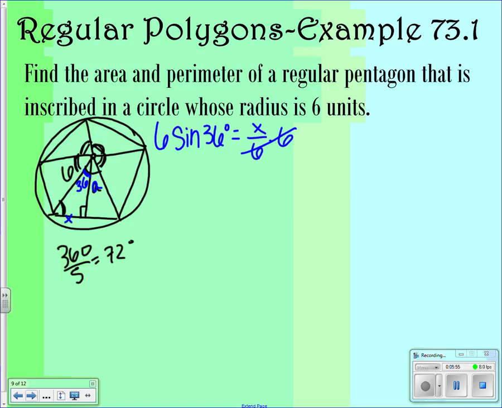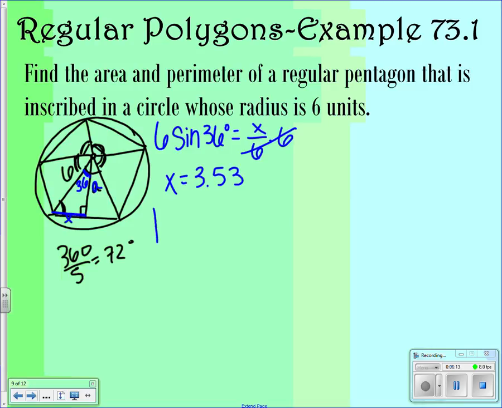And if you plug that into your calculator, you're going to get 3.53. That is for half of your side length here.